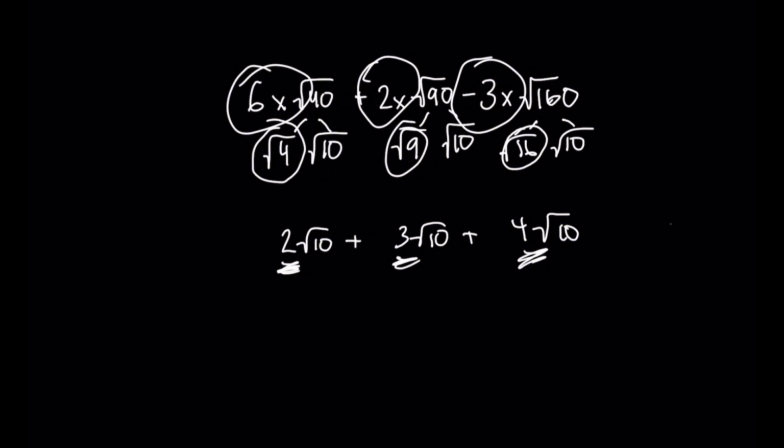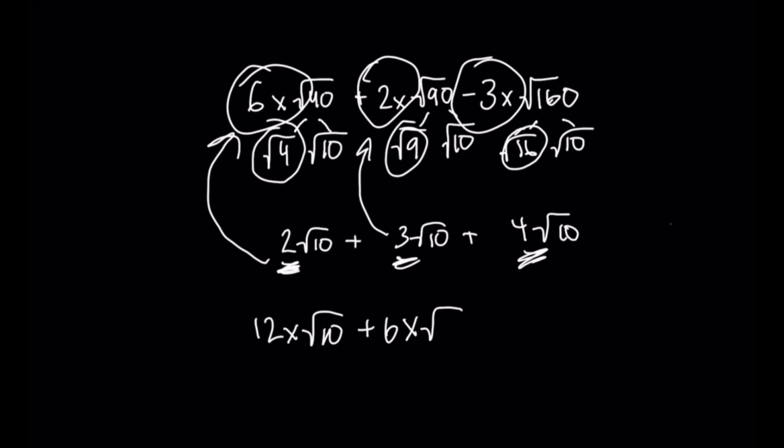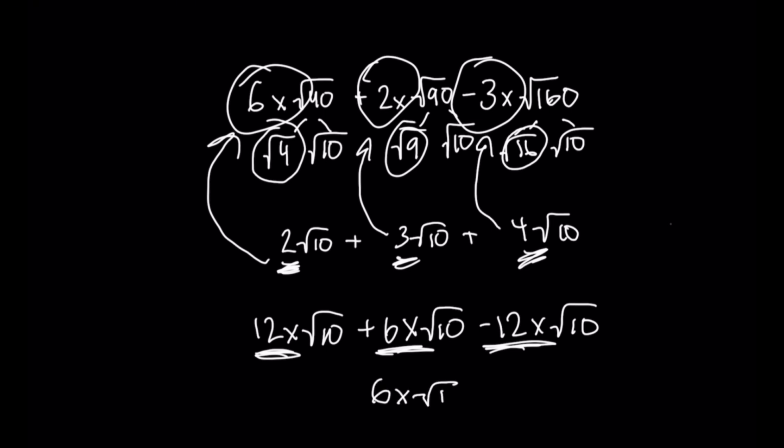So 2 would be multiplied with 6x, which would be 12x times the square root of 10. Then 3 times 2x is 6x times the square root of 10. And then 4 times negative 3x is minus 12x times the square root of 10. Then, again, we do the math on all the outside terms, and that gives us 6x times the square root of 10. And so that's how you add and subtract radicals.